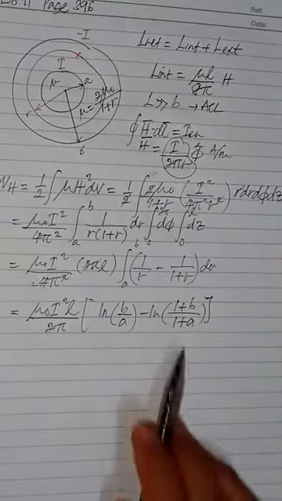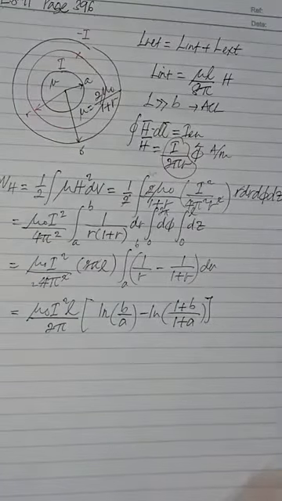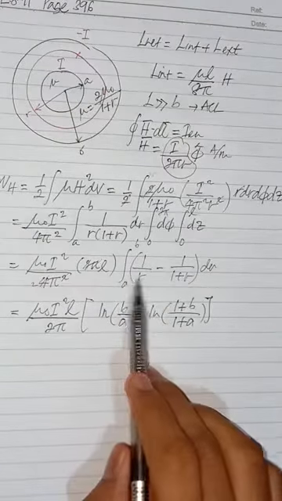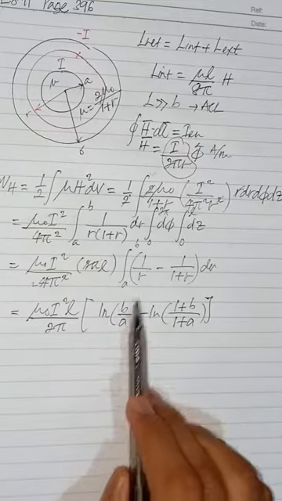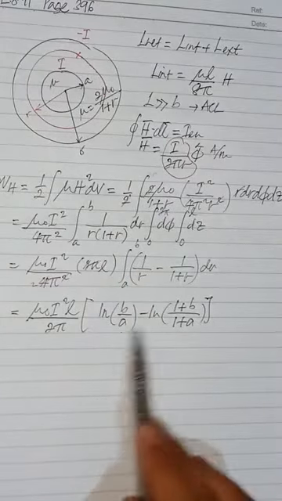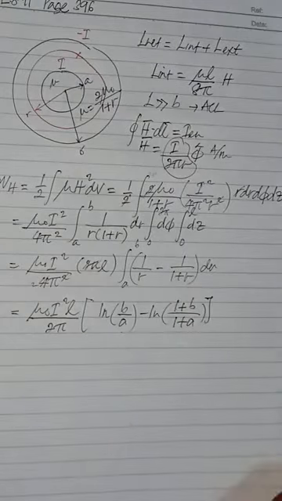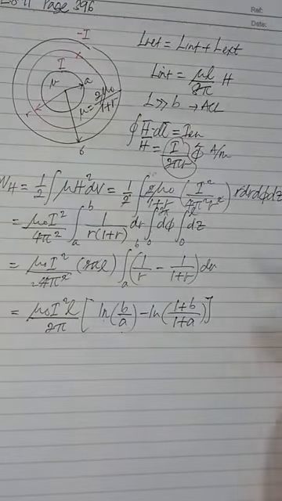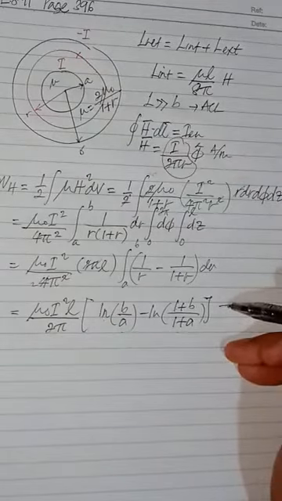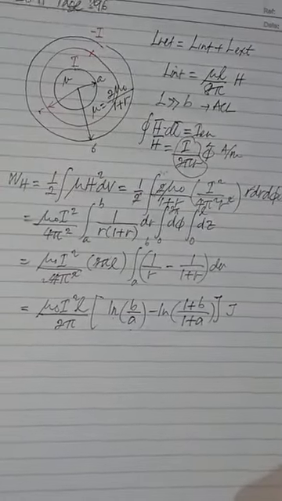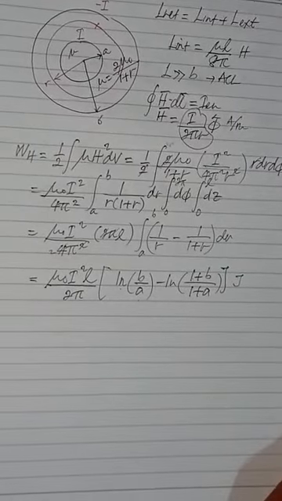Okay guys, so that's the result of this integration, whereby we have the ln term and then the limit B over A, then here 1 plus B up over 1 plus A down. Okay guys, so that's the magnetic energy expression for this coaxial cable, in joules. So now we are going to use these expressions to find the inductance value.